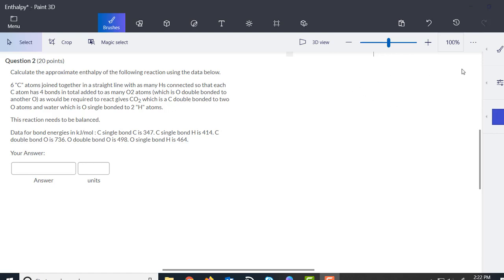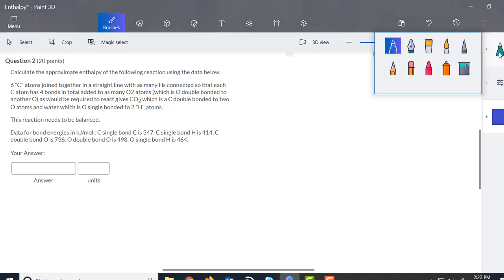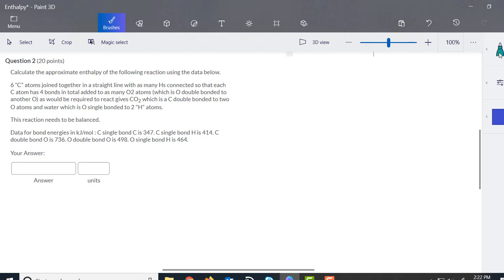For this one, we're looking for the approximate enthalpy of the reaction. And what we're going to need to do here is follow the instructions. It says we have 6 C atoms joined together in a straight line. So let's do that first.